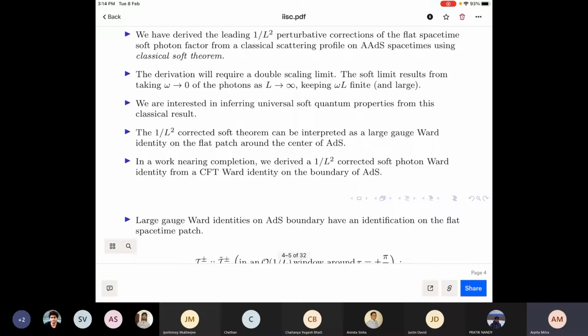And in the work which is nearing completion, we are trying to get this 1 by L square corrected soft photon Ward identity from a CFT Ward identity, the boundary CFT Ward identity in the large AdS radius limit. This work at order L^0 was already done by Hijano and Neuenfeld. So we are following their prescriptions, and we are trying to find whether the 1 by L square corrections to the photon factor that we derived can be achieved in the large L limit.